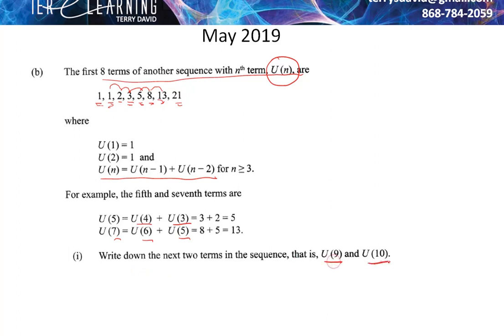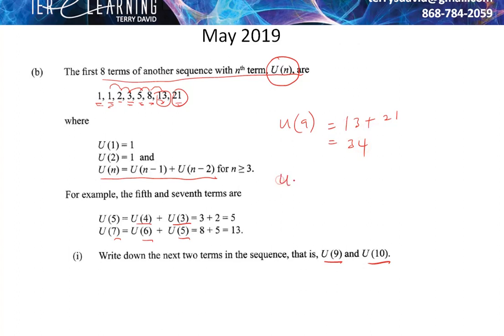That is u9 and u10, right? So they've given us one, so that's 8 terms. So u9, my 9th term, all I need to do is to add 13 plus 21. So this is 13 plus 21, and I'm going to get 34. That is my 9th term.